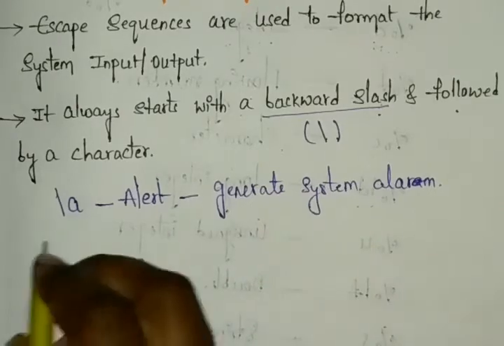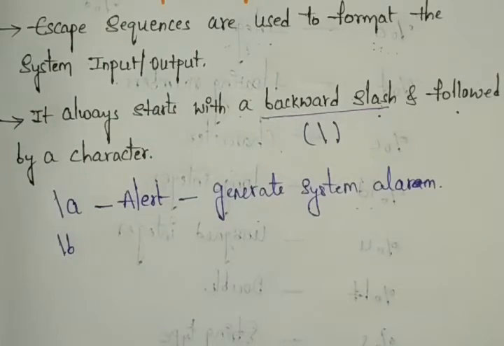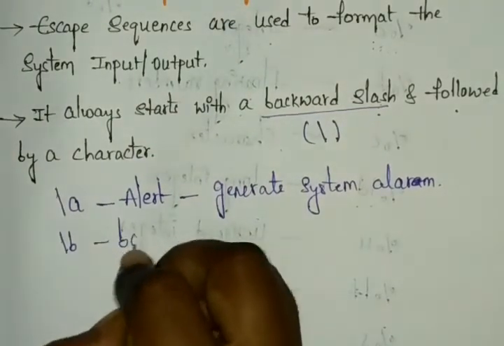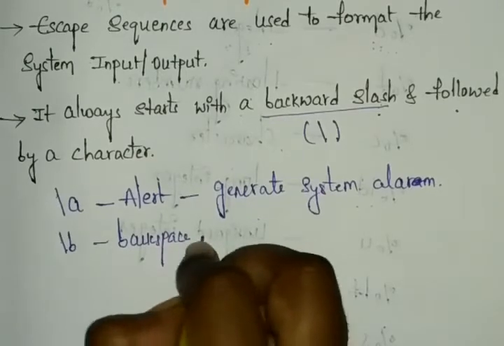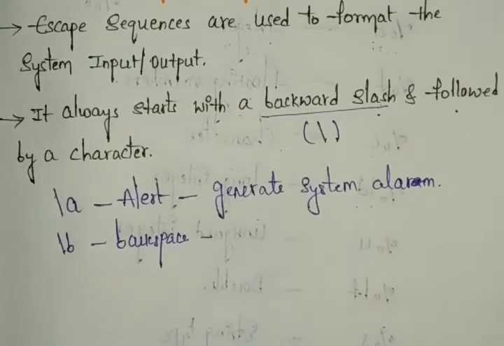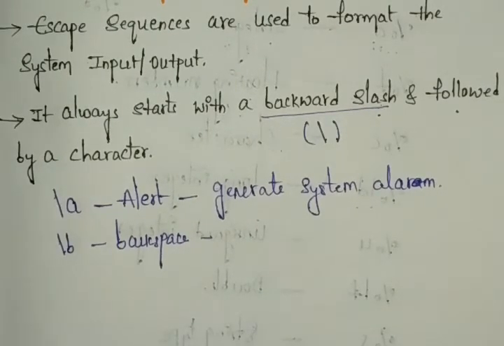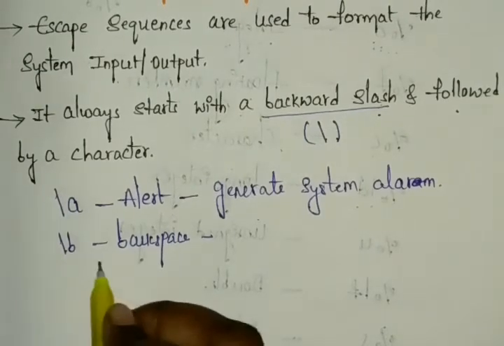And next, backslash b. So b means backspace. It can be used to move the cursor back by one character. Normally with the keyboard, if you need to go back, we use the backspace, right? But whenever you're running a program, the compiler will not know how to go back, right? In that case you can specify backslash b. Then automatically the compiler will get it.